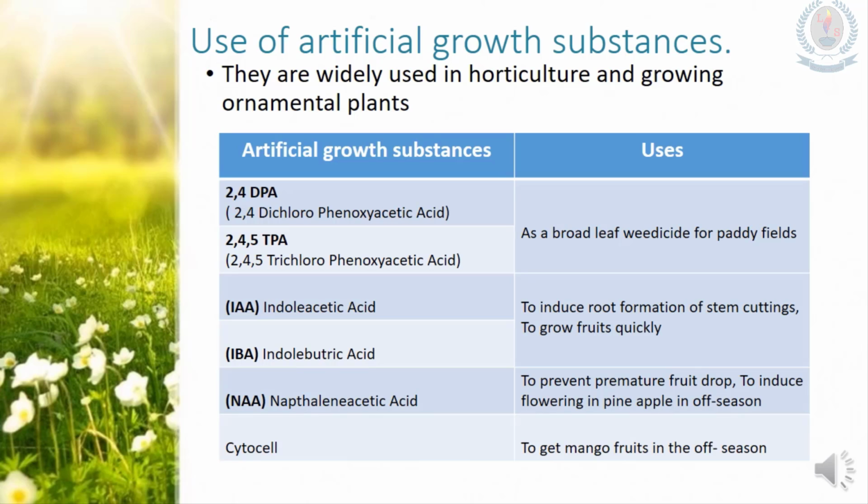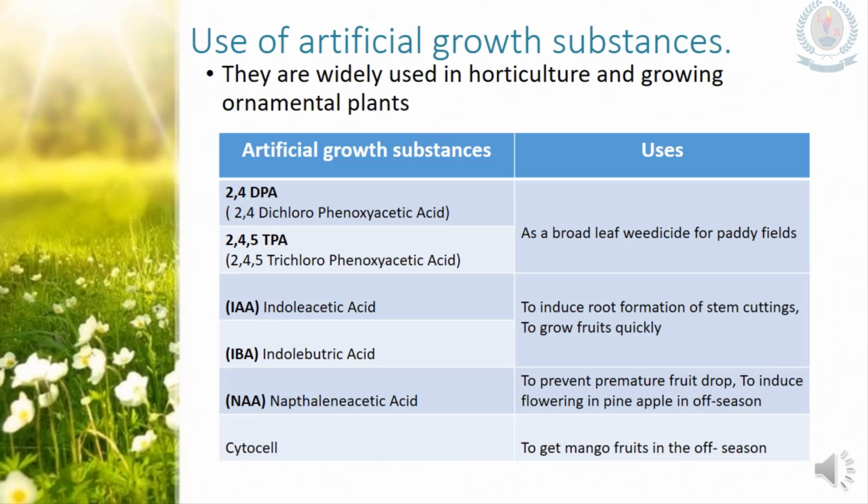More than the natural plant growth substances, people use artificial growth substances as well. They are widely used in horticulture and growing ornamental plants. Artificial growth substances and their uses we'll see now. 2,4-D and 2,4,5-T are used as broadleaf weedicides for paddy fields. IAA, Indole Acetic Acid, and IBA, Indole Butyric Acid, are used to induce root formation of stem cuttings and to grow fruits quickly.